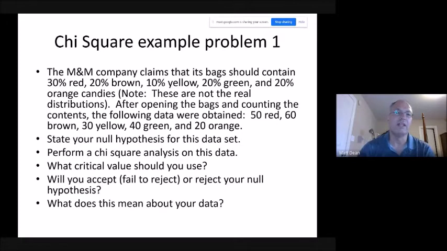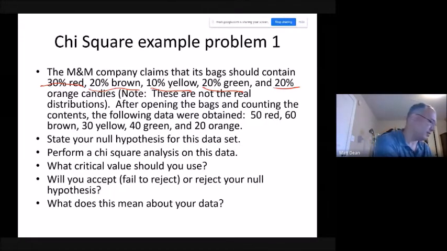So let's pretend that the M&M company says that 30% should be red, 20% brown, 10% yellow, 20% green, and 20% orange. And I'm going to write these numbers down so that I have them in front of me on the next slide. So 30 red, 20 brown, 10 yellow, 20 green, and 20 orange.